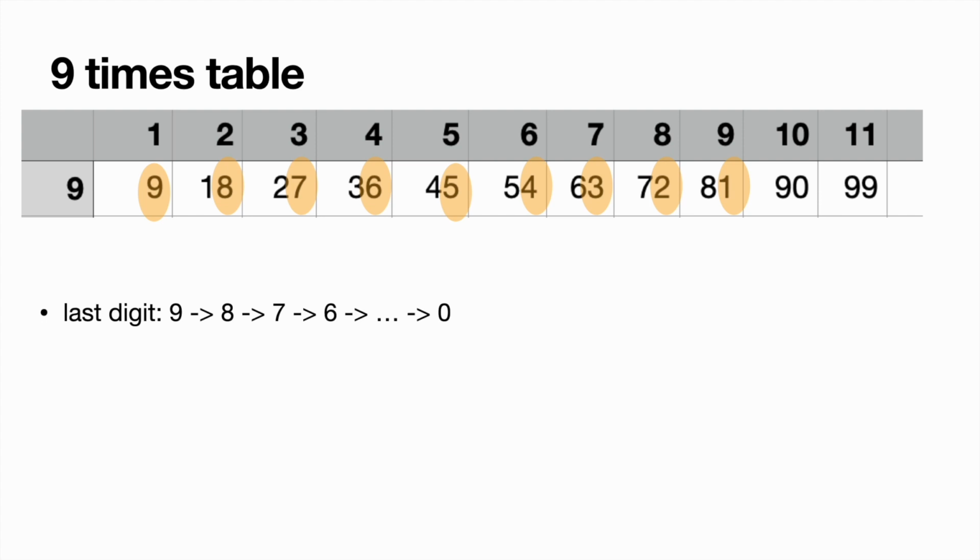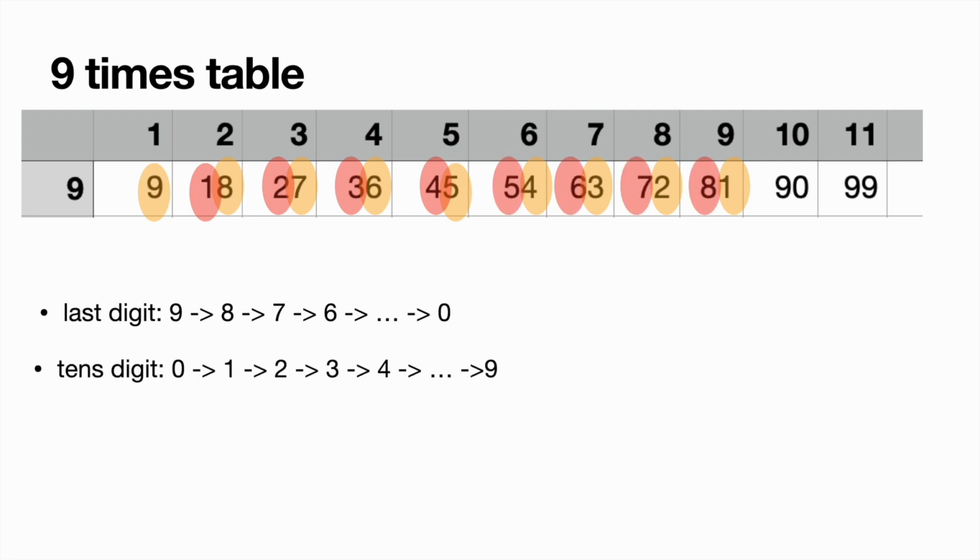Also, there is a pattern about the 10th digit. If you consider that nothing here is 0, so it's from 0, 1, 2, 3, 4. So it's like counting forward. So that's a pattern of the 10th digit.